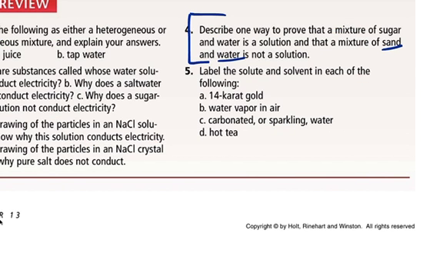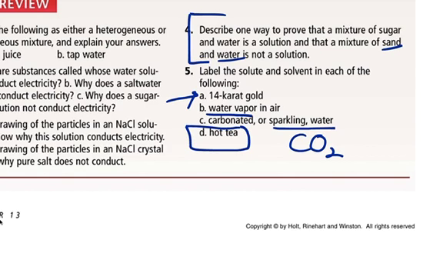So now, last one, what is the solute and solvent in each? Well, if we have 14 karat gold, again, what we said was the silver was the solute, the gold is the solvent because it's in the larger amount. Water vapor and air. If we have fog, the water is the solute, it's in the smaller amount, the air is the solvent. Carbonated or sparkling water, so if we have soda pop, CO2 gas is our solute, water is our solvent, because that's what it's dissolved in, that's the larger amount. Hot tea, well, water is the solvent, and whatever your choice of tea is going to be your solute.